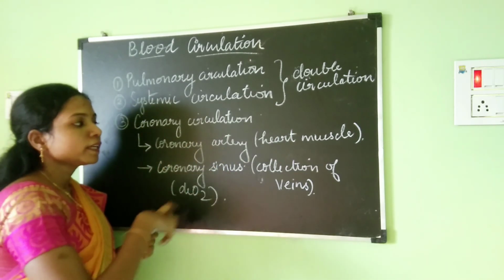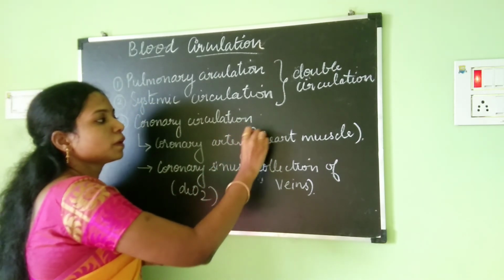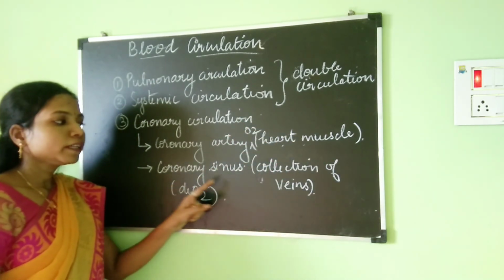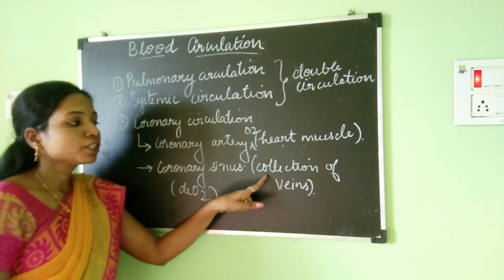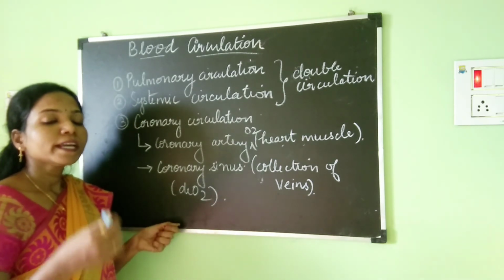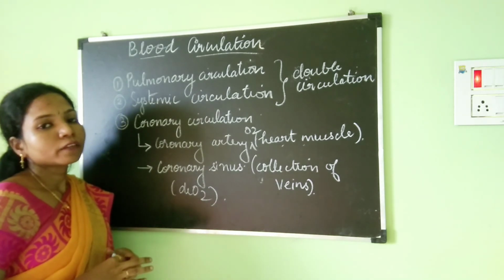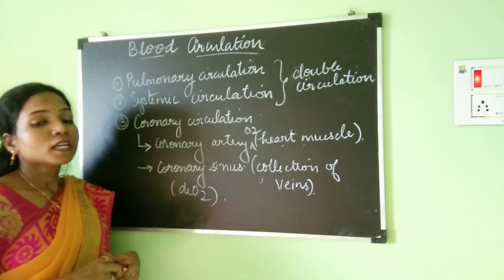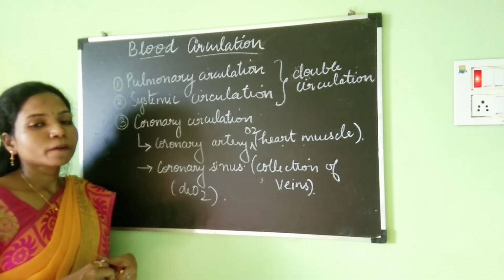The coronary artery supplies the oxygenated blood to the heart muscles, and the coronary sinus, which is the collection of veins, takes the deoxygenated blood from the heart muscles and gives it to the heart again for purification. So this is about the three different types of circulation.